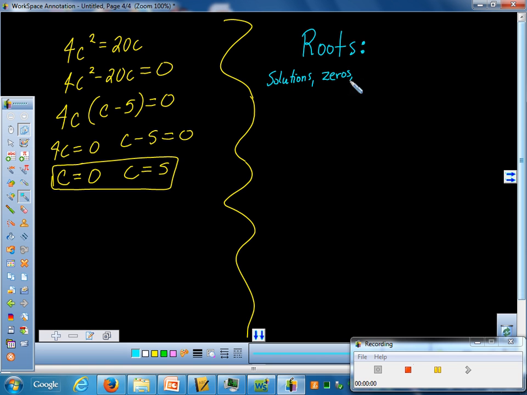Okay, what I'm doing is I'm going backwards on you. I'm telling you that the roots or the solutions of a quadratic equation were 2/3 and -7. I want you to find me the original equation that has those as answers.